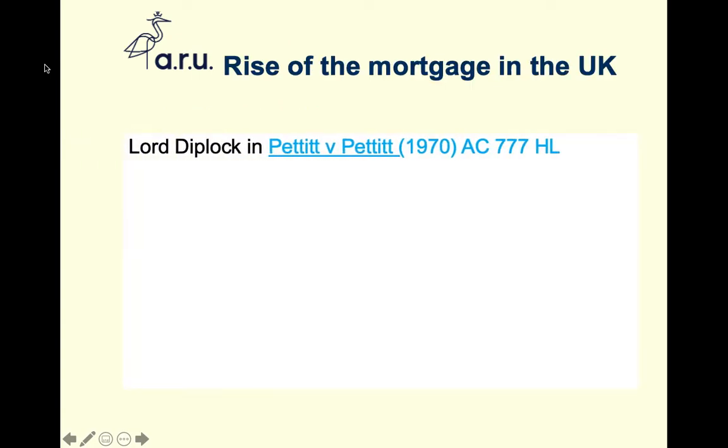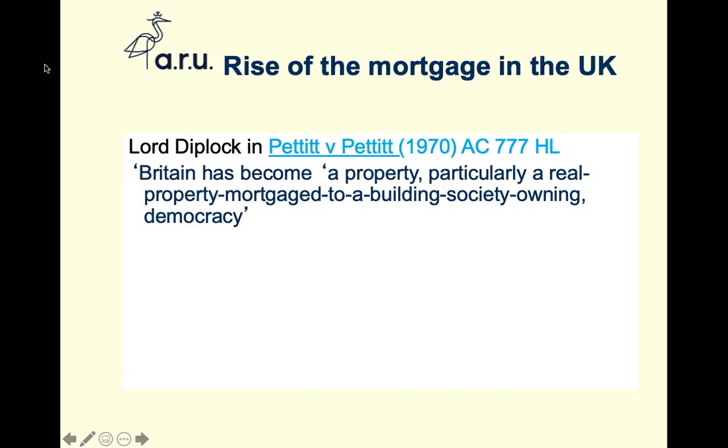So the mortgage has become the norm really in the UK due to the societal drive and pressure to become homeowners in this country. Pettit and Pettit isn't a mortgages case as such, it's a co-ownership case, but Lord Diplock in Pettit and Pettit relates to the fact that Britain has become a property, particularly a real property mortgaged to a building society owning democracy. So what he's trying to say there is not that we just are all owners, that we are only enabled to be owners. So our real property ownership is hinging on the fact that we have had to create a mortgage in the land to either a bank or a building society in order to make that happen.